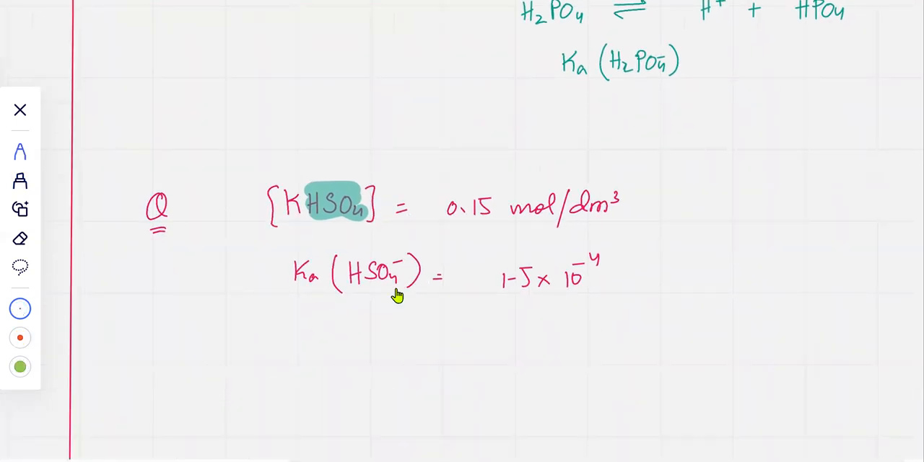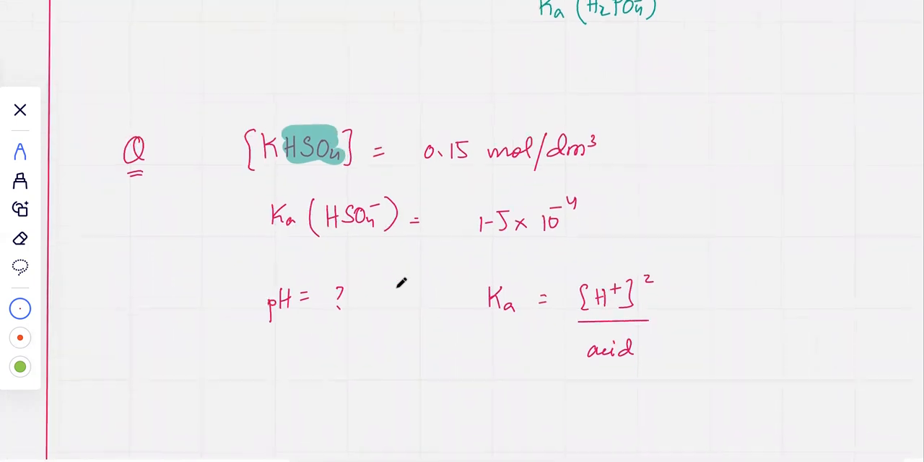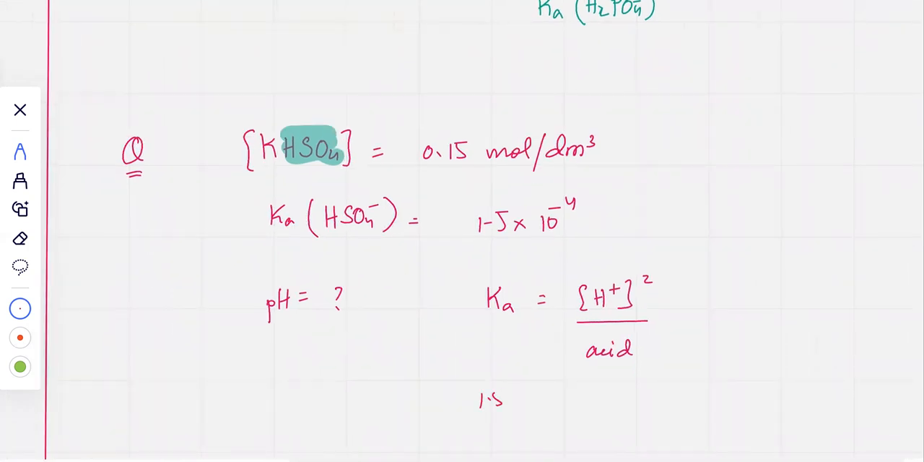acid. So you can do the question the same way, and you can calculate the pH of this acid by using the same expression, which is that Ka is equal to the H plus 1 concentration squared divided by the acid concentration. So we have the Ka value, which is 1.5 times 10 to the power minus 4.